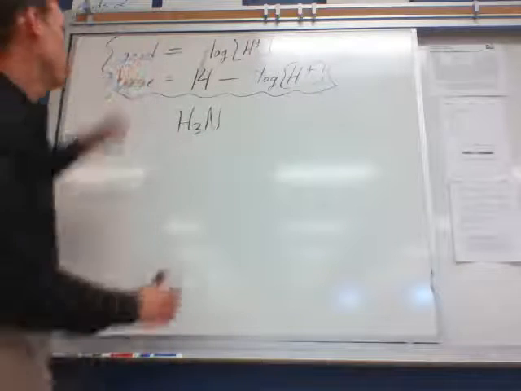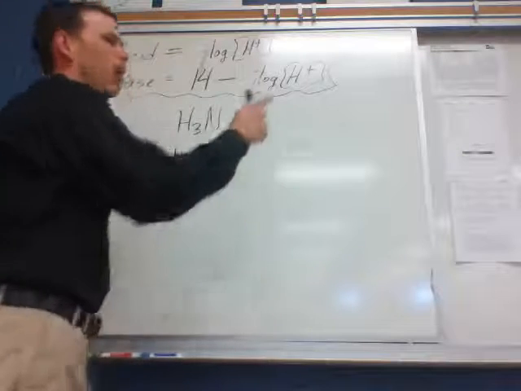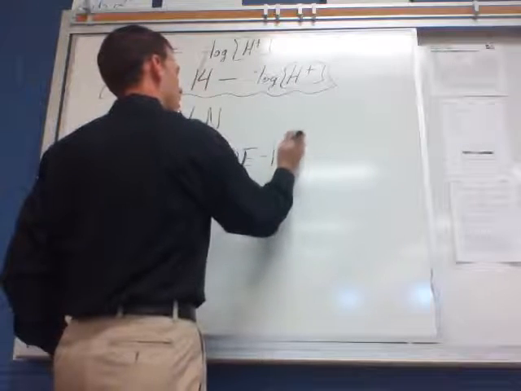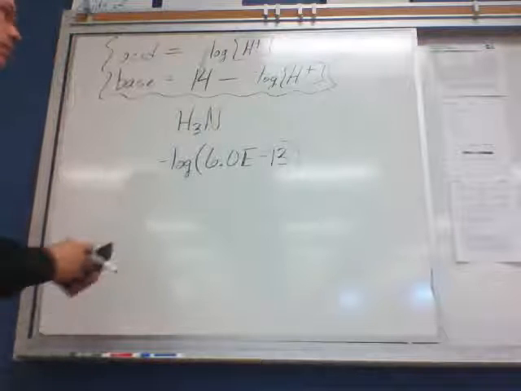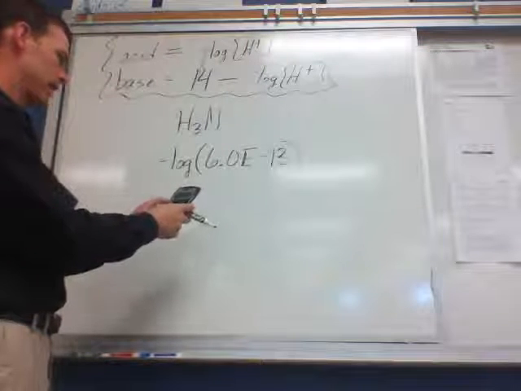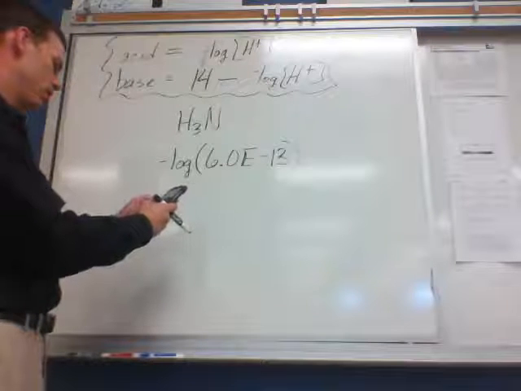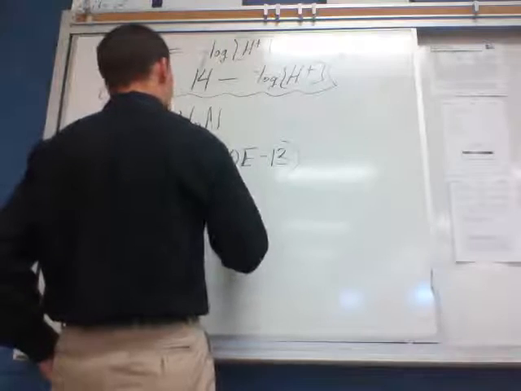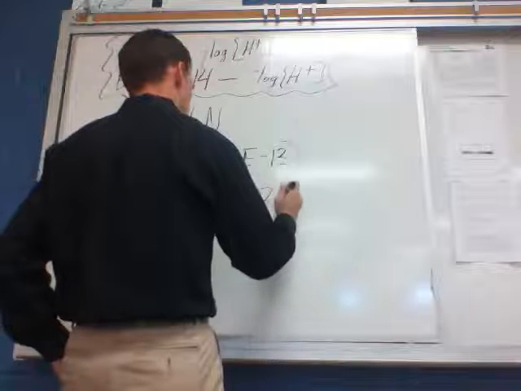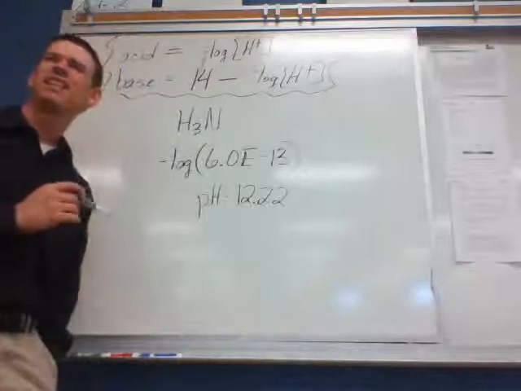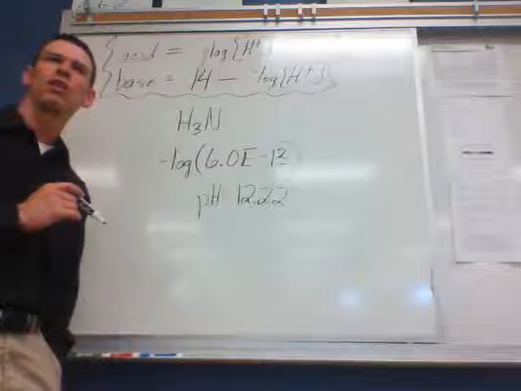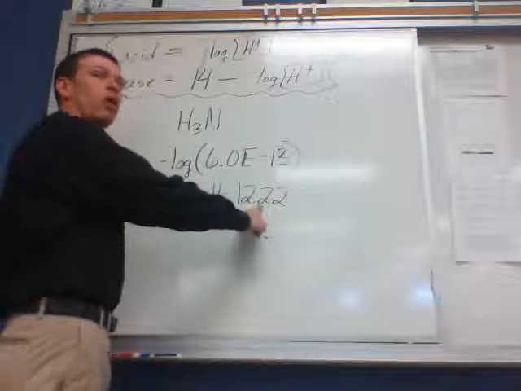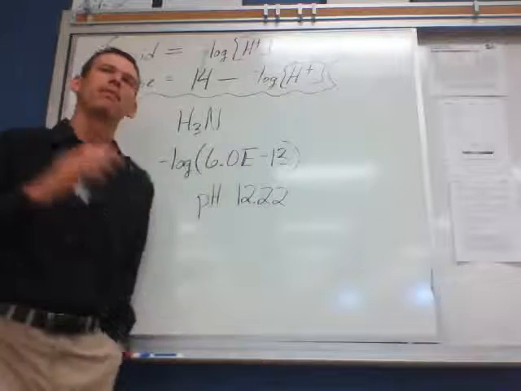But since it's an acid, I'm just going to take the negative log of the value it gave me, which in this case is 6.0 E negative 13. Negative log of 6 times 10, whoa, not to the negative 33, to the negative 13. I get 12.22 as my pH. Is this solution acidic or basic? It's basic. Look, the pH is above 7. So it's a basic solution, yet we're analyzing an acid.